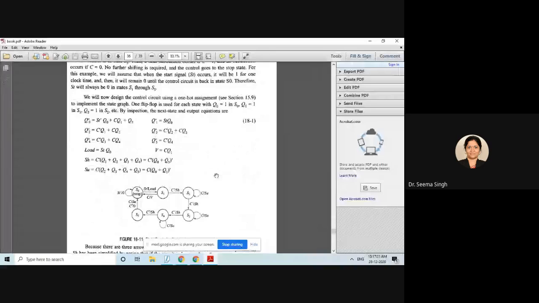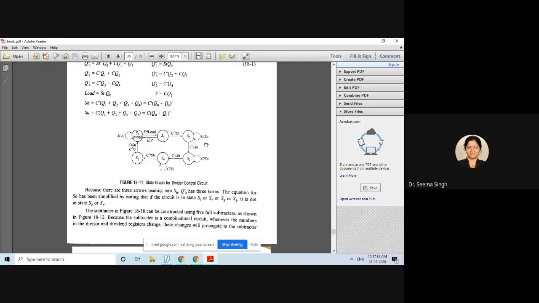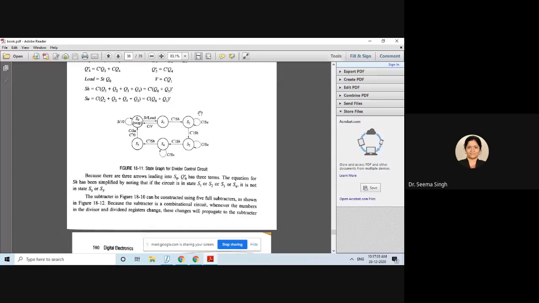Okay, now control circuit design is done. Of course, you need not go into the detail of that, but you need to see the state graph. As you have already understood your block diagram of the divider, you should see this. This is your initial state. Till the start is 1, it will remain in this state only. That means if the start signal is 0, it will remain in the S0 state only.